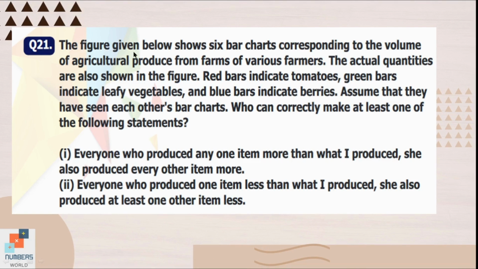Question number 21. The figure given below shows 6 bar charts corresponding to the volume of agricultural produce from farms of various farmers. The actual quantities are also shown in the figure. Red bars indicate tomatoes, green bars indicate leafy vegetables, and blue bars indicate berries. Assume that they have seen each other's bar charts. Who can correctly make at least one of the following statements? The first one is: everyone who produced any one item more than what I produced, she also produced every other item more. The second one is: everyone who produced one item less than what I produced, she also produced at least one other item less.